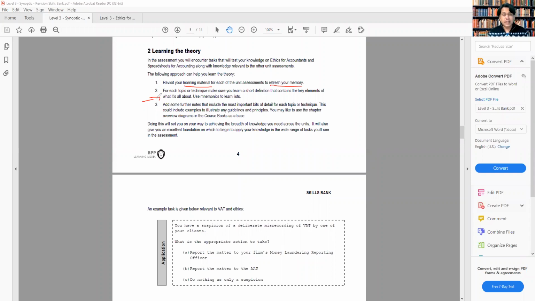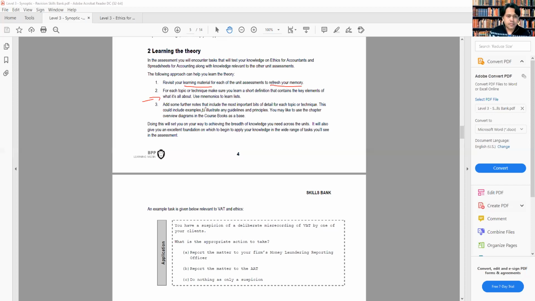Use the learning sheet. Obviously, in the exam, you need to make sure you can identify the definition of something. For example, if the question asks you about the partnership, the first thing you write is what is a partnership. If the question asks you anything about the sole trader, the first thing you write is what is a sole trader. It's very, very important to say the definition first before you start the actual writing.